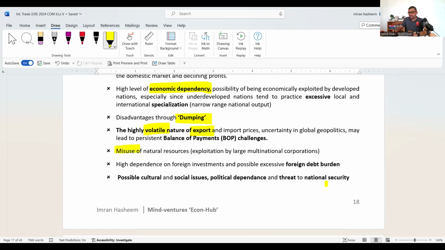Misuse of natural resources or exploitation of natural resources could happen, especially by multinational corporations.